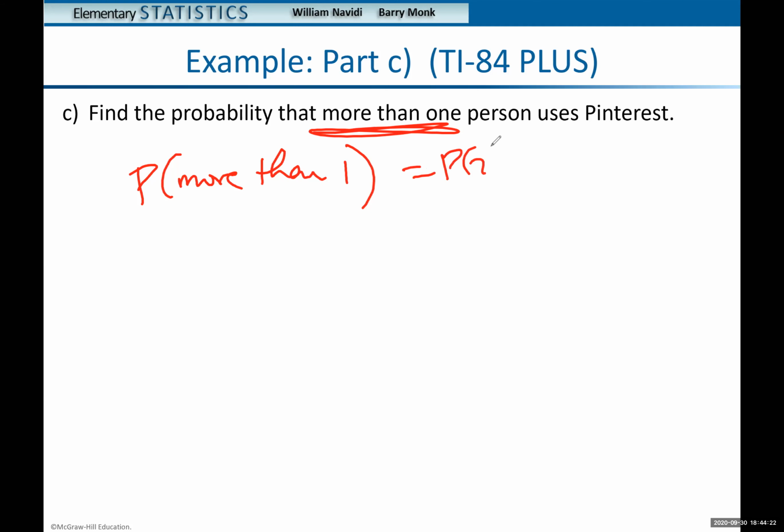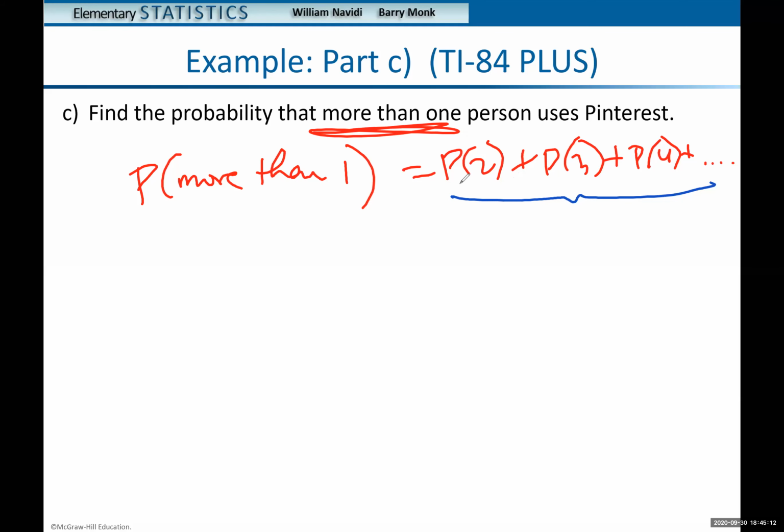So yes, this is probability of 2, probability of 3, probability of 4, but we don't know when to stop. So how are we going to solve this? We cannot use binom PDF because you have probability of 2, 3, 4, and we don't know the end here. So how about the opposite of this? What's the opposite of all this? Meaning the complement. What's the complement of this? Less than or equal to one.